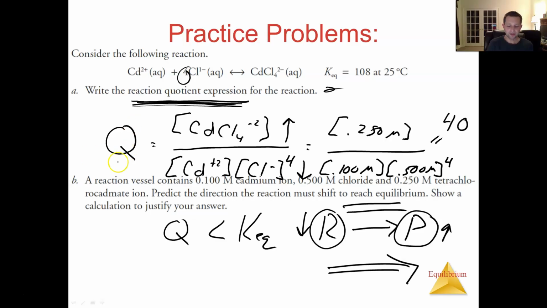So once you find Q, you'll compare it to your KEQ or KSP or KP, and then take it from there. See if it's equal to that value. Is it greater than or less than your equilibrium constant? And then see how your reaction will have to proceed to reach equilibrium.